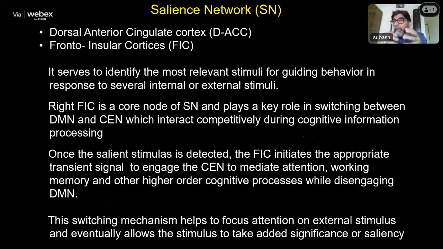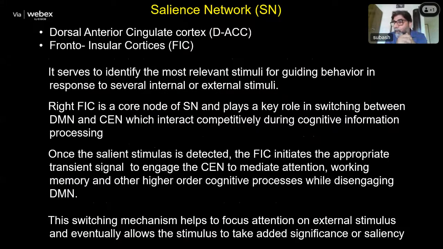Because now if you have to recite a shloka, you have to activate your auditory cortex. You have to do the memory task. You have to make a decision when to start. So all these networks will be signaled, and at the same time it will disengage the default mode network, because you can no more afford to have random thoughts now, since you have a very task-oriented, goal-oriented task. So this is what the salience network does.